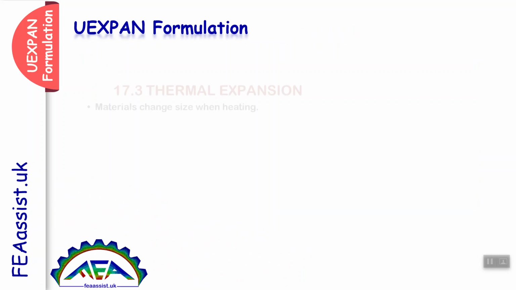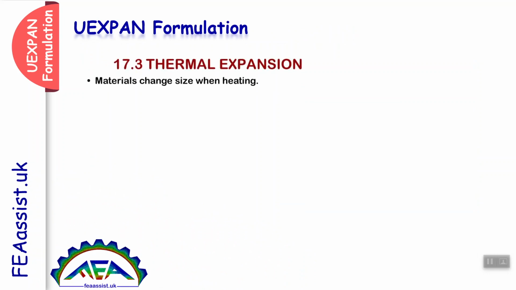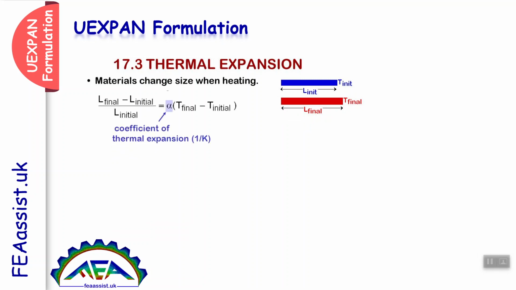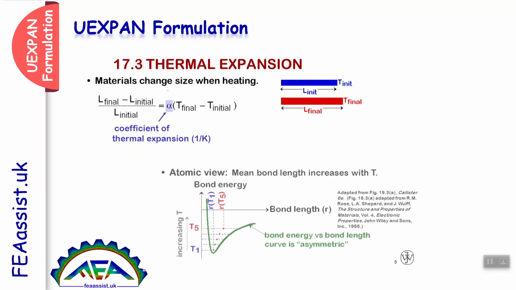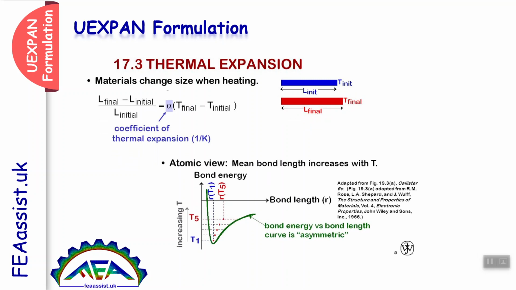UEXPAN formulation. Materials change size when heating. If you increase the temperature of a sample, the length of the sample will increase. How much? It depends on the coefficient of thermal expansion. Why? If you look at the atomic view, you will find that the distance of atoms increases by heating. This is the reason for thermal expansion.